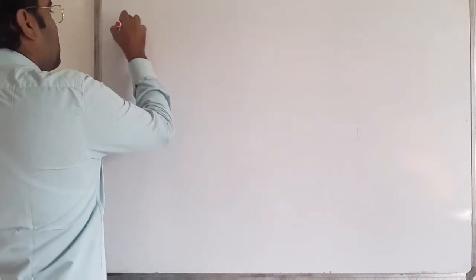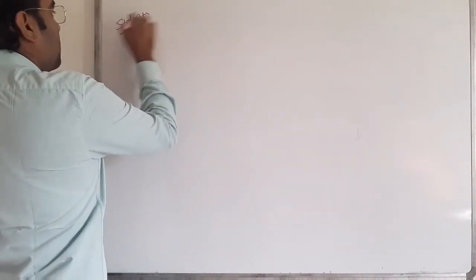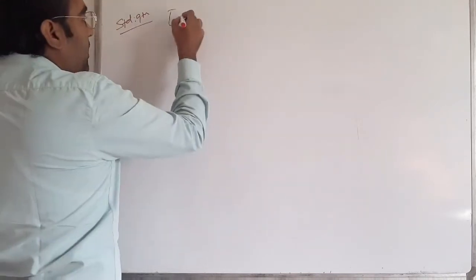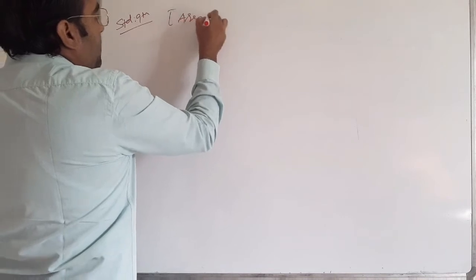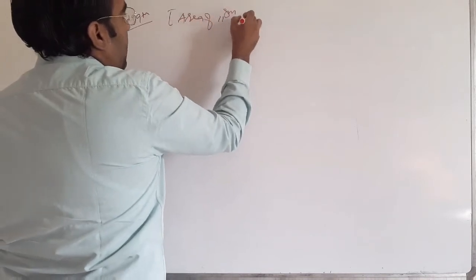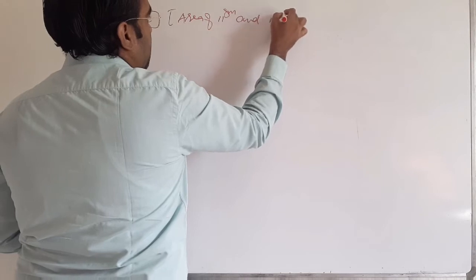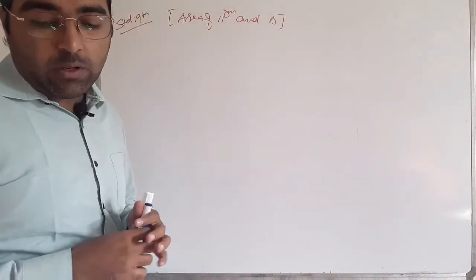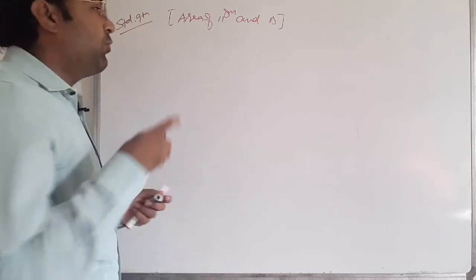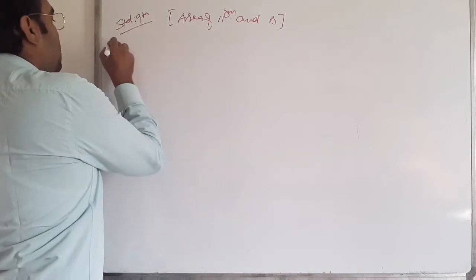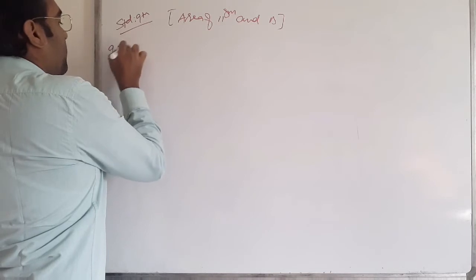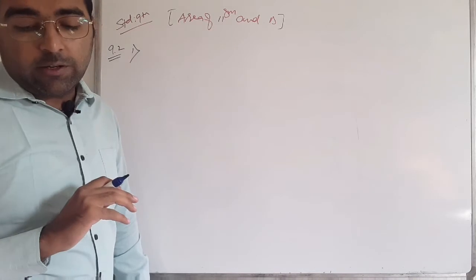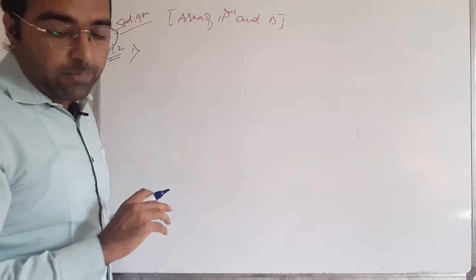Standard 9, name of the chapter, that is area of parallelograms and triangles. Now we have to move to exercise 9.2, question number 1. A figure is given. So first of all we have to draw the figure.